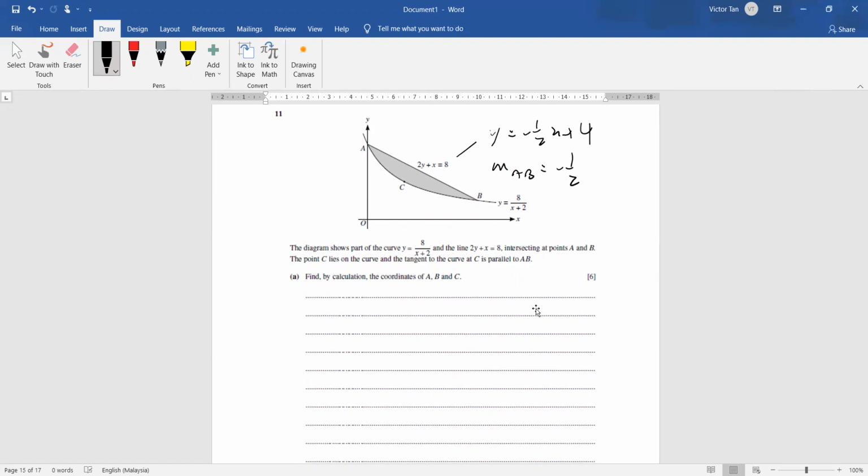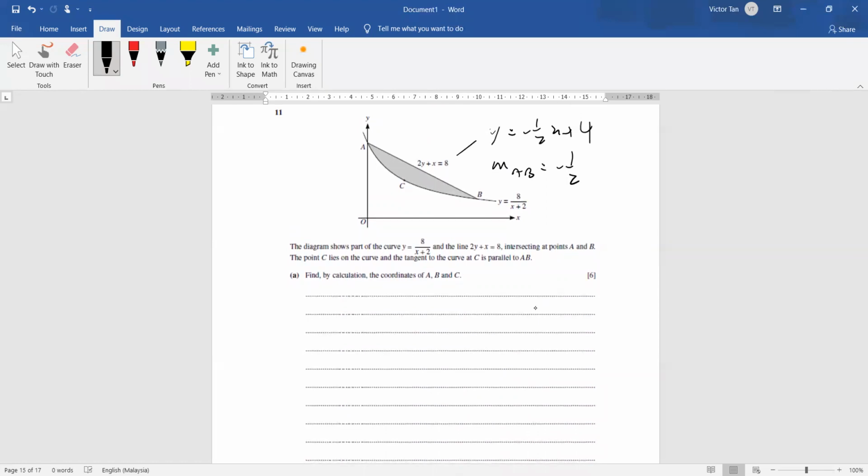Now let's find point C first. Make it a bit more difficult. So changing y, the curve, into a form which you can easily differentiate. You have dy over dx. Bring the minus 1 down, it is minus 8 (x plus 2), power take away 1. Differentiate x plus 2 is 1. So here you have minus 8 over (x plus 2) squared.